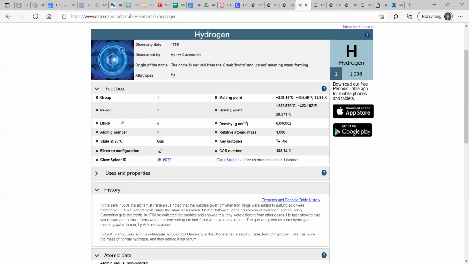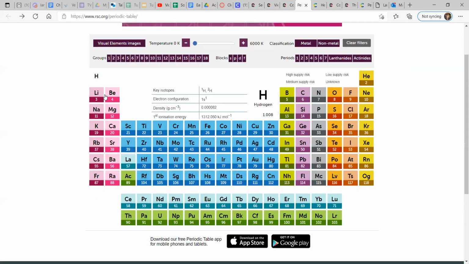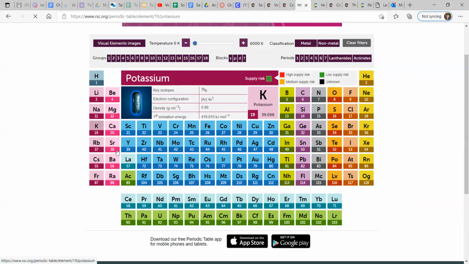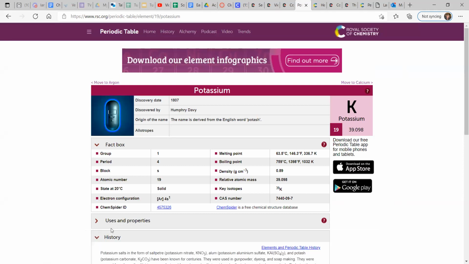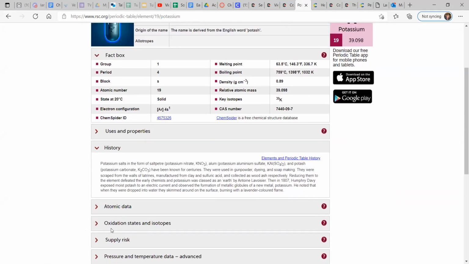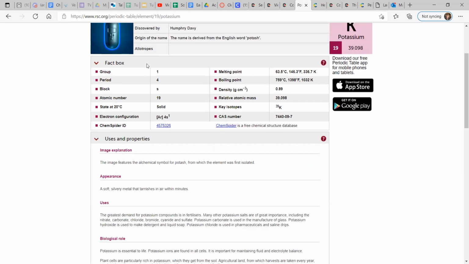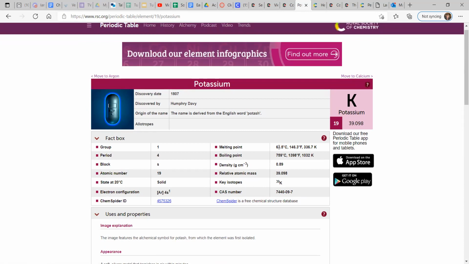So if we go here, let's go back and find potassium. Potassium has an element symbol K, because of the root word. Let's see under the history. Reducing them, the element defeated the early chemists, and potassium was classed as an earth. You know that when they dropped it into water. That gives you some background. But we're looking for melting points here.